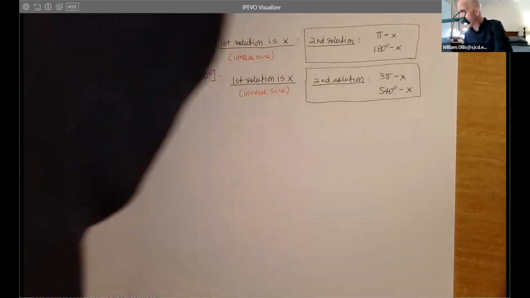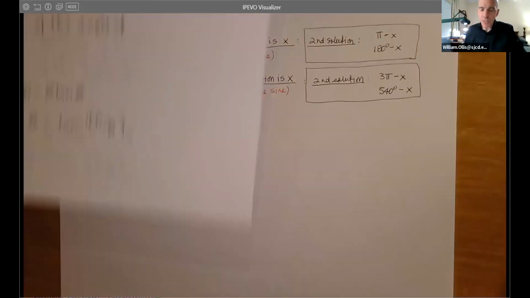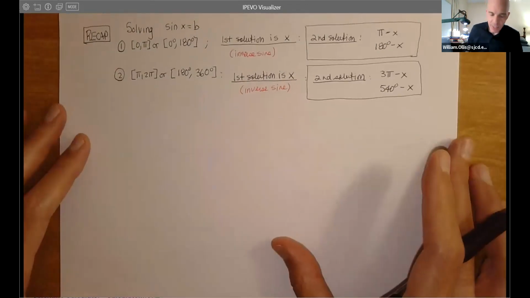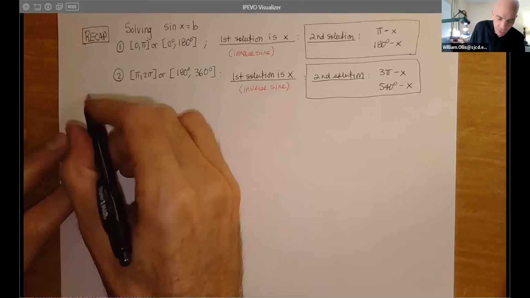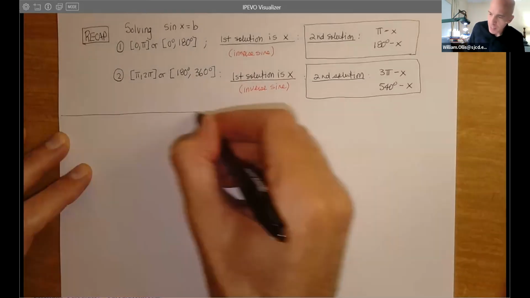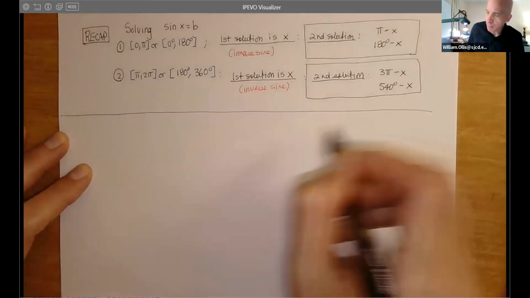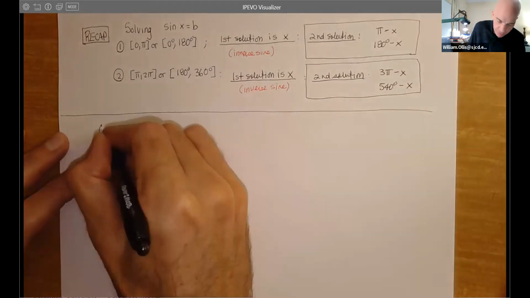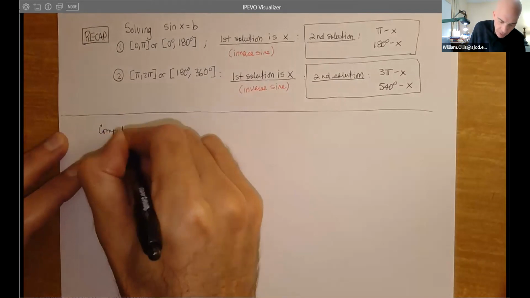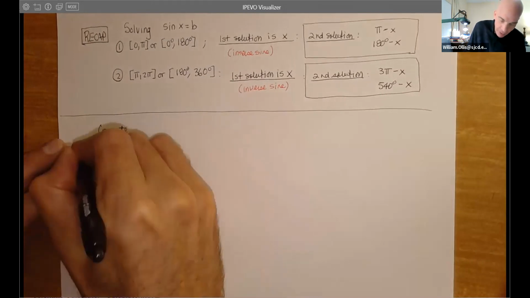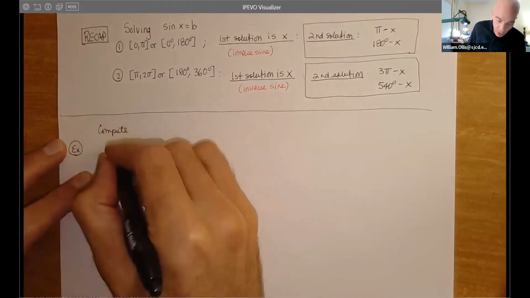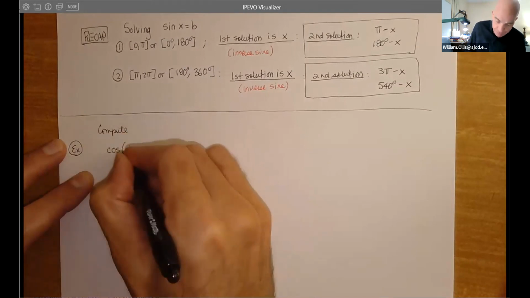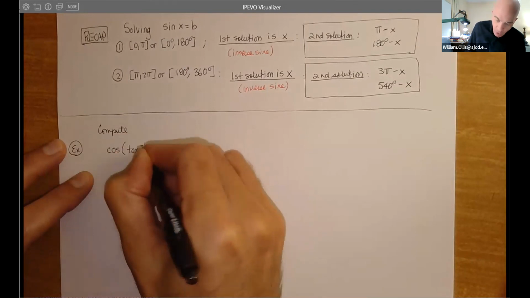Now you're thinking, well, what can we do additionally with inverse sine functions? We can use some triangles. So for instance, here's a nice WebAssign problem, and we might say compute. Here's an example. Let's compute the cosine of the inverse tangent of 12/5.